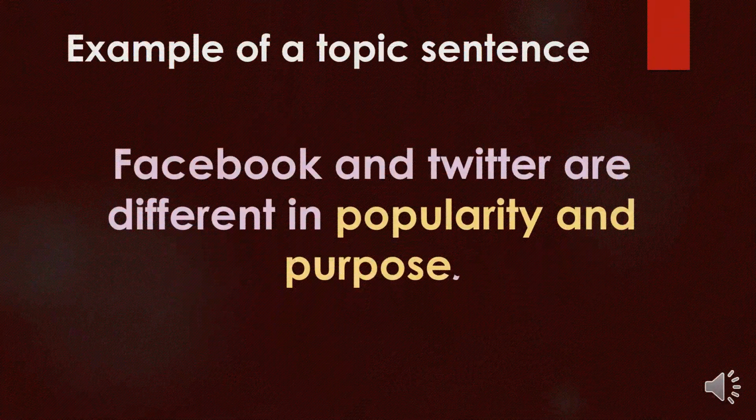Well, let's see an example of a topic sentence. Facebook and Twitter are different in popularity and purpose. Facebook and Twitter compose the topic of the topic sentence, and popularity and purpose are the controlling idea. So, obviously, the purpose is to make a difference, that is to say, to contrast Facebook and Twitter in which fields? In popularity and purpose. So, the supporting sentences are going to be connected with that.